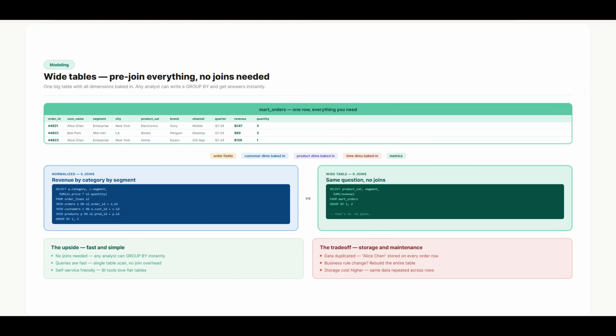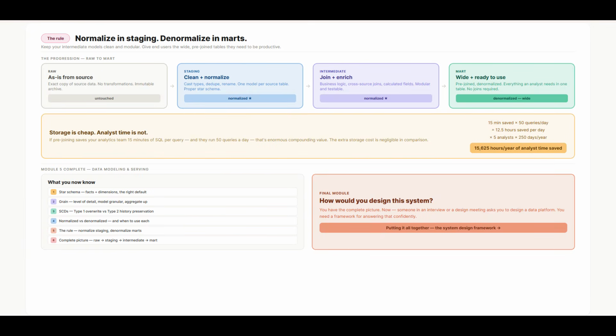The trade-off is storage and maintenance. Wide tables duplicate data. Customer name is stored on every single order row. And when something changes, say a new business rule about how you categorize channels, you need to rebuild the entire table. The rule I use, normalize in your staging layer, denormalize in your mart layer. Keep your raw and intermediate models clean, modular, well-tested, following proper star schema conventions. Then in your final mart layer, give your end users the wide pre-joined tables they need to be productive.